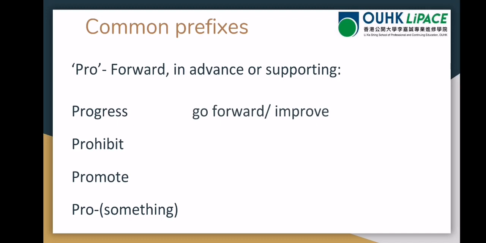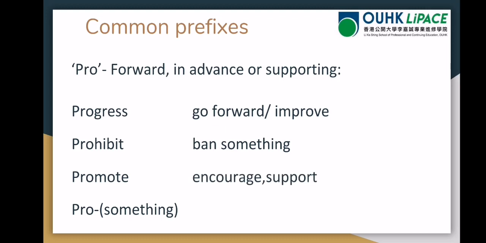Progress means to move forward or improve. So you can say, my English skills are progressing, so you're getting better at English. Prohibit means to ban something, and it means to ban it in advance, to stop people from doing it before they even try it. Promote means to encourage or support something. And finally, if you say you're pro something, it means you're in support of it.